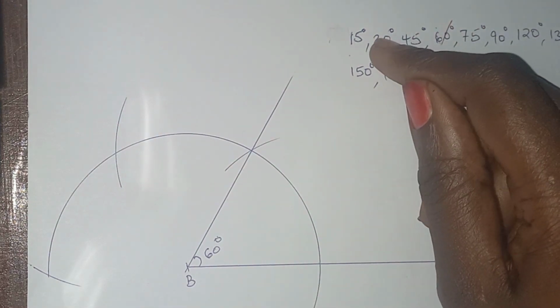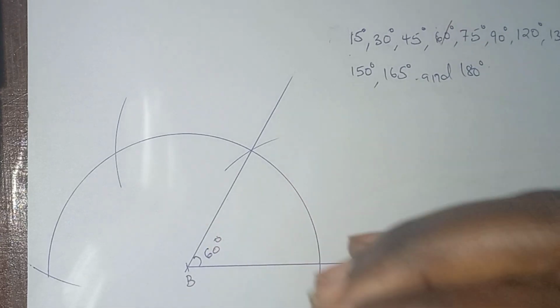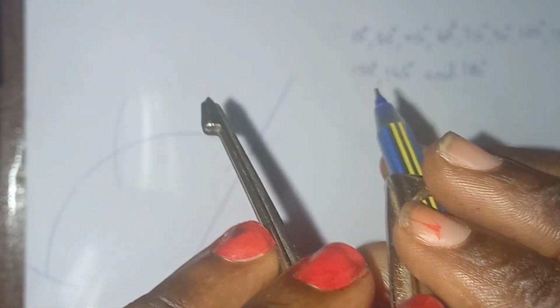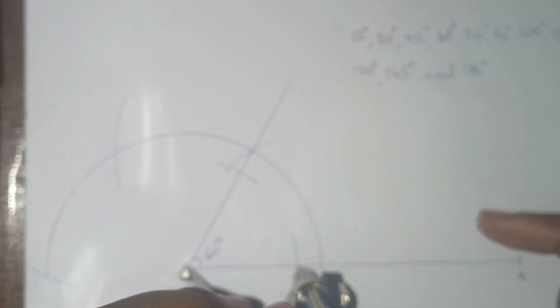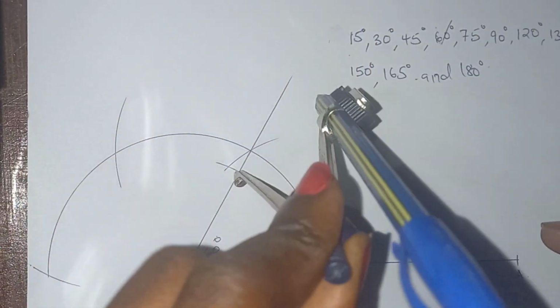To get 30 degrees, you will bisect 60 degrees. To bisect an angle, you will adjust this compass to any length. Once you adjust the compass to any length, stand there at point B, then make an arc this side, another arc this side. With the same length without adjusting, stand at this arc here that you put here. You see where it is?